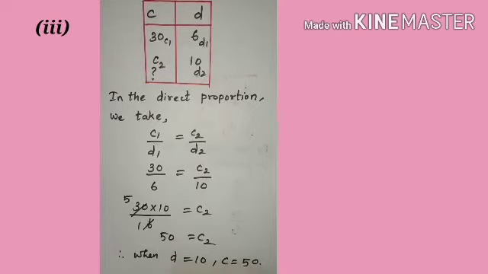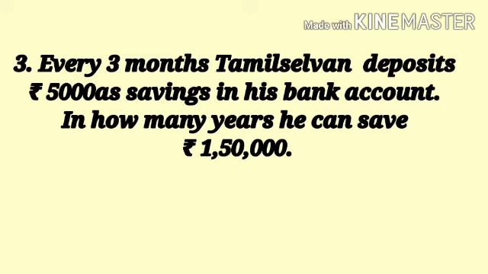Third problem. Every 3 months, Tamil Selvan deposits rupees 5,000 as savings in his bank account. In how many years can he save rupees 1,50,000?